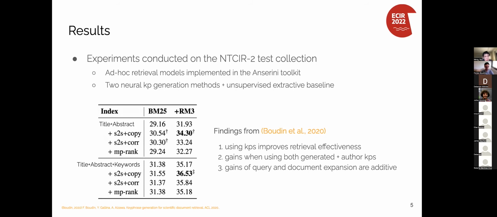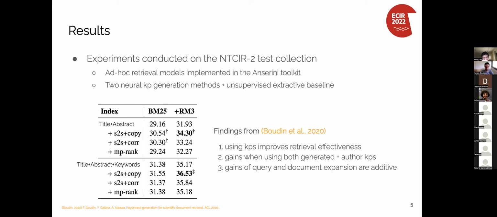And to assess the usefulness of key phrase generation for information retrieval, we conducted a series of experiments on the NTCIR-2 test collection that is made of scientific texts, so abstracts. These documents also include author-provided keywords, and we used two ad hoc retrieval models implemented in the Anserini toolkit, BM25 and BM25 with relevance feedback. And two sequence-to-sequence key phrase generation models are compared here and contrasted against an unsupervised key phrase extraction method.